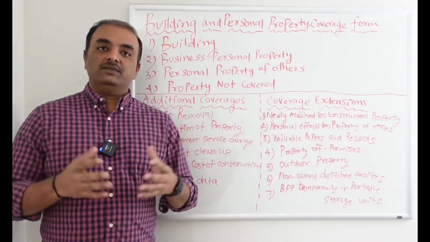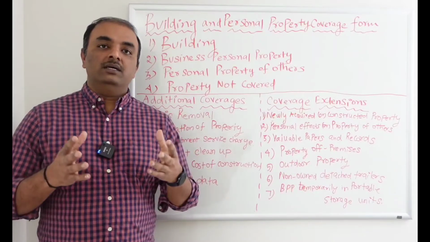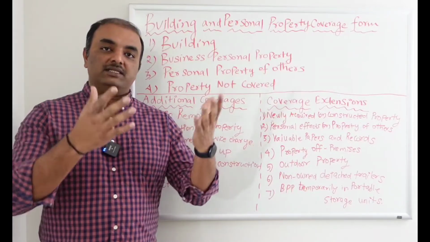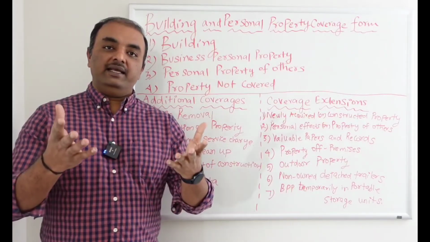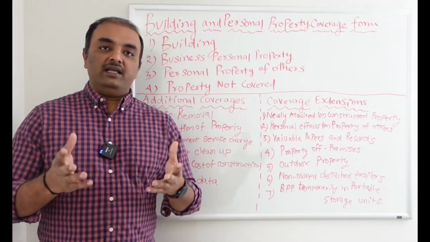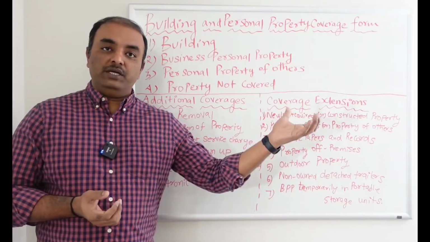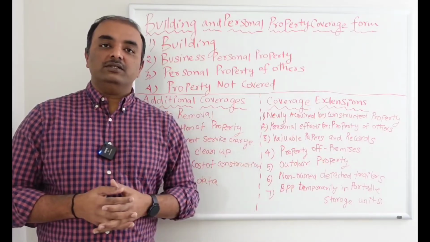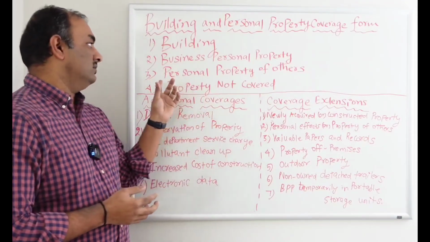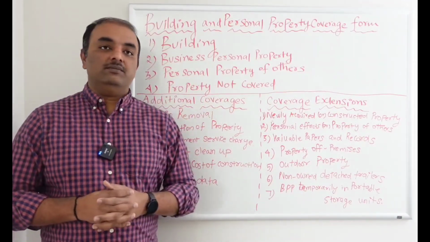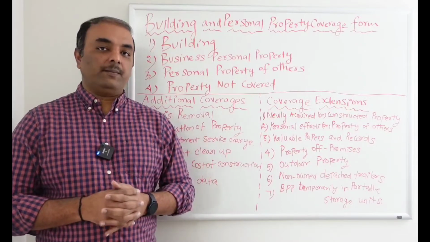The third one is personal property of others. We all know sometimes a business could have personal properties of others. A good example is dry cleaning. In the case of dry cleaning, we do have properties of other unit owners. In those scenarios, we do have the required coverage if you go with coverage C, personal property of others.